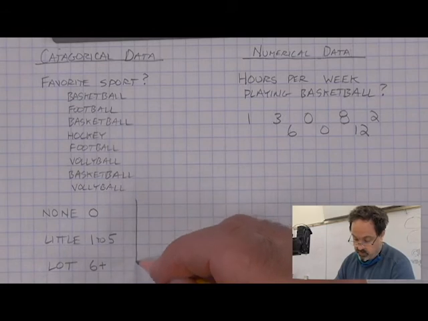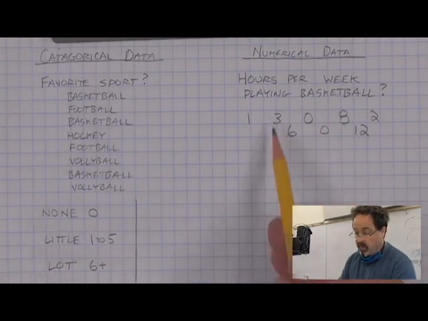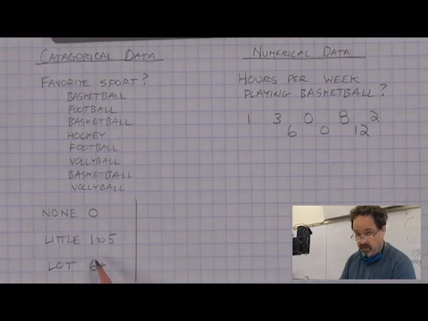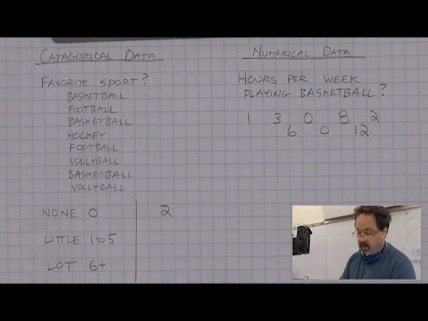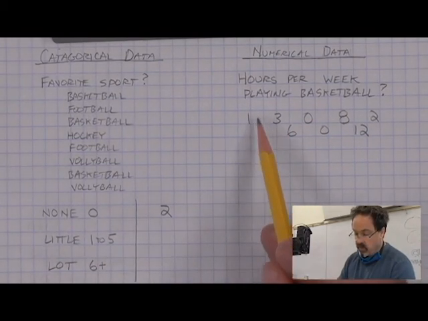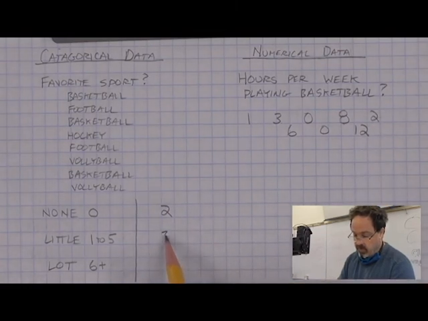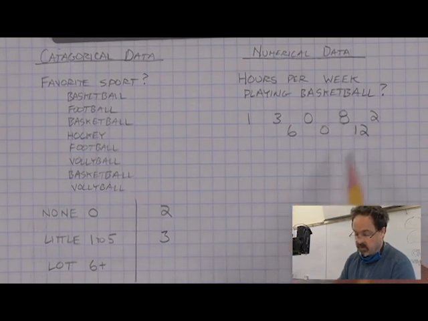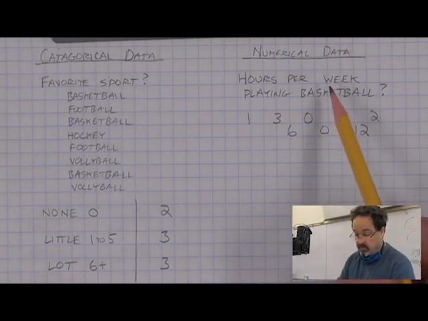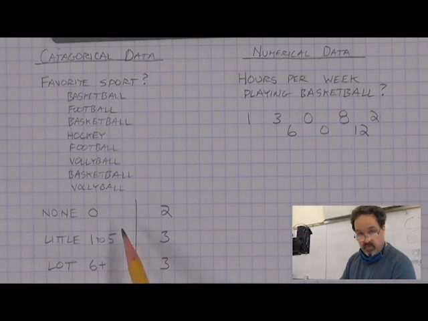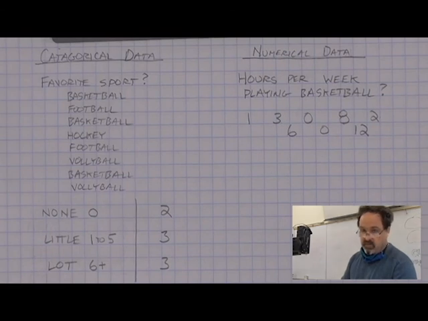To finish, I'm going to place how many responses I got that belong to each category. How many responses of none? I got 2. How many responses of 1 to 5? I can count them. The 1 and the 3 and the 2 belong to that category, and that's 3 responses. And how many belong to the last category? That's the 6, 8, and 12. There are 3 responses. So I've converted the numerical data into categories, because when they're in categories, it's much easier and sometimes necessary to graph by thinking of it this way first.